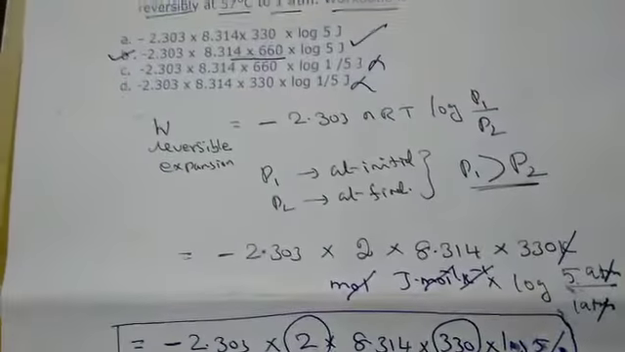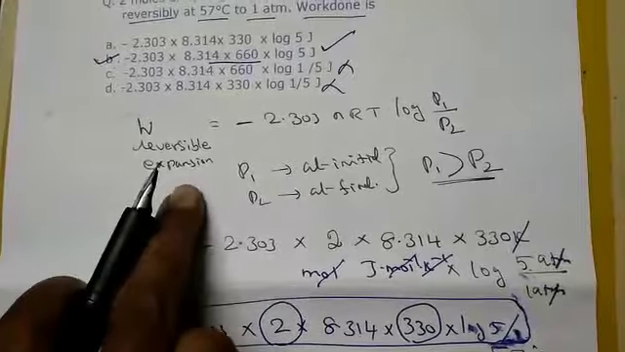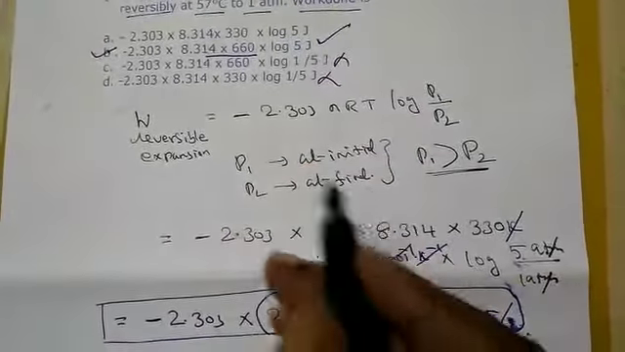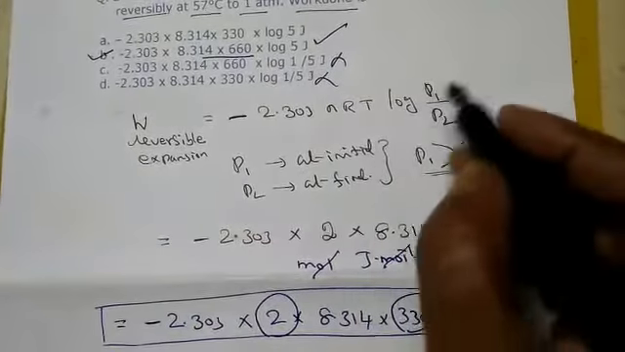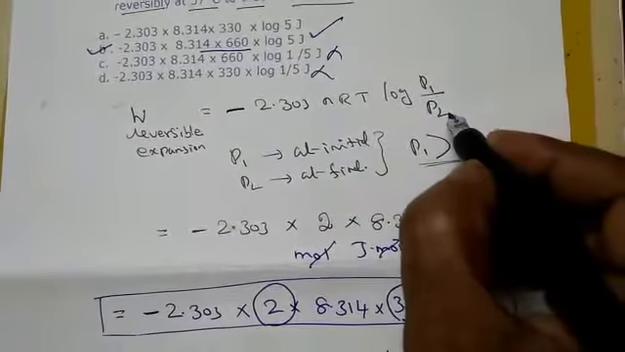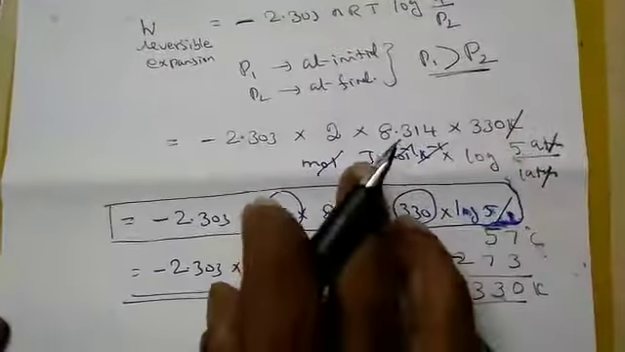Here I am repeating the trick again. It is expansion, so whenever it is expansion, work is done by the system. So a minus sign is given, and the formula is initial by final for expansion. Now the problem regarding this is over.